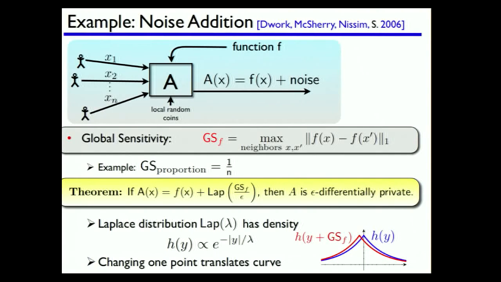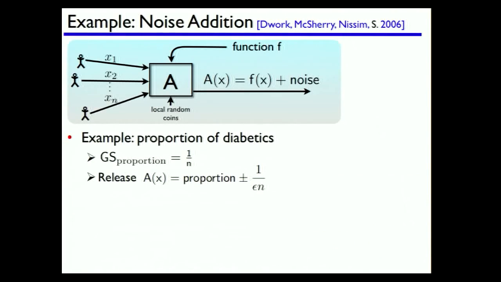The reason it's differentially private is that if I consider two different data sets, x and x prime, then I'm considering two Laplace distributions centered at different values, f of x and f of x prime. Essentially I'm just comparing a translated version of this density function with itself. The Laplace distribution has the property that when you shift it by a certain amount delta, the change in the probability of any given event scales as e to the delta. So it matches directly the definition we wanted. For example, for the proportion of diabetics, we're releasing the proportion plus or minus 1 over epsilon n.